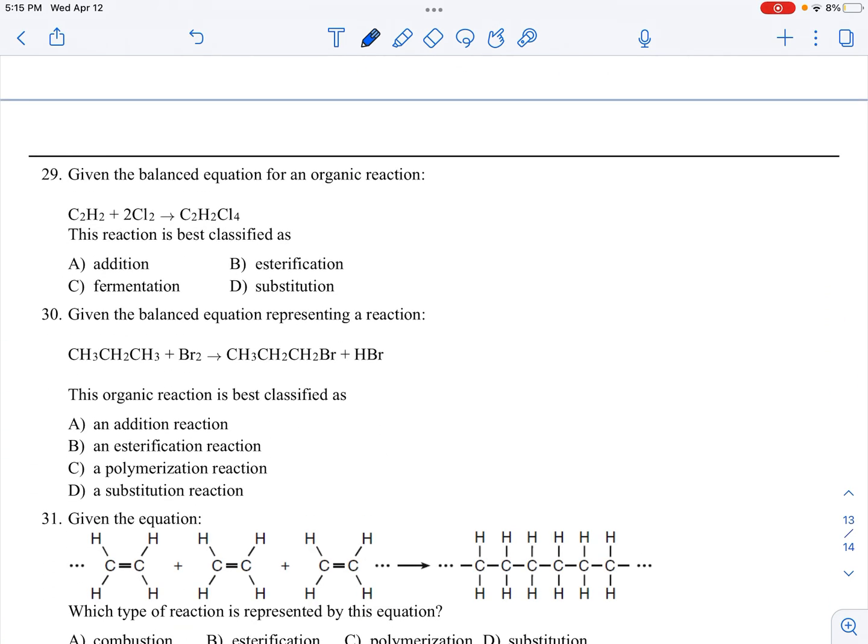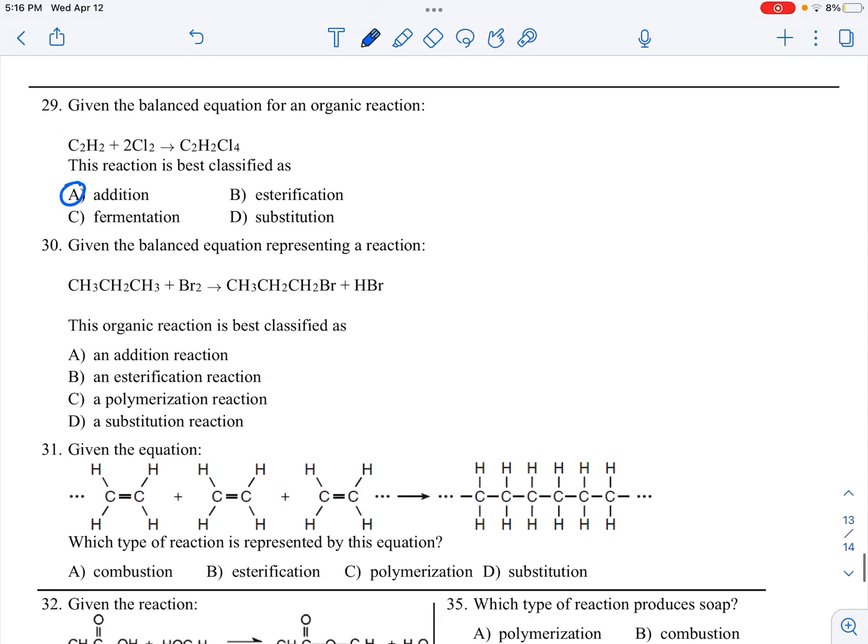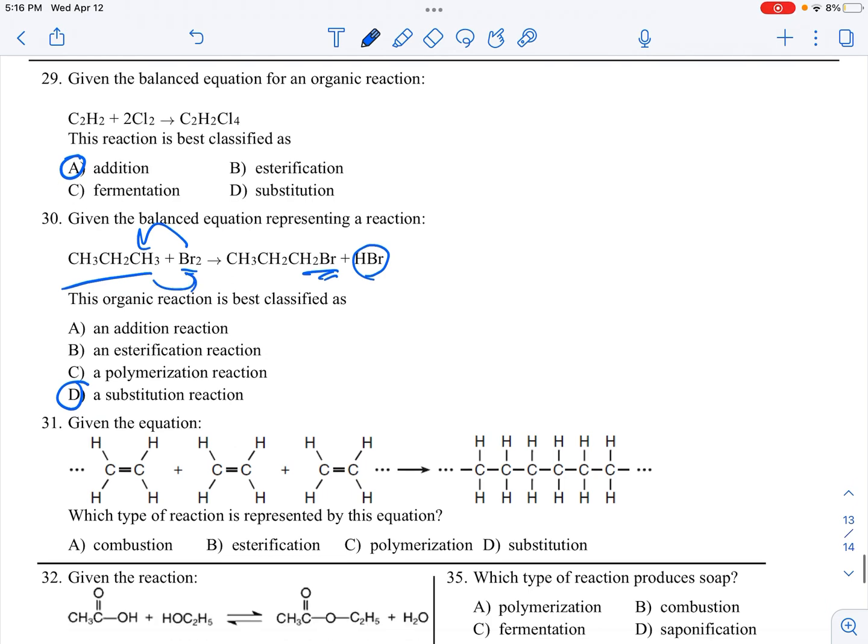Okay, organic reactions. So it looks like we have two different reactants coming together to form one product. So this is an addition. They are added together to form one. In 30, we have two bromines and then this hydrocarbon. And then we see one of the bromines came in and one of the H's came out. That's a substitution. So one of the bromines went into the game. Take me in, coach. You can tell I don't know sports. And then one of the H's came out.